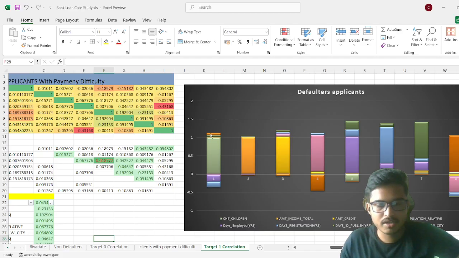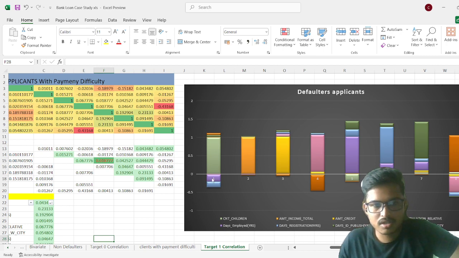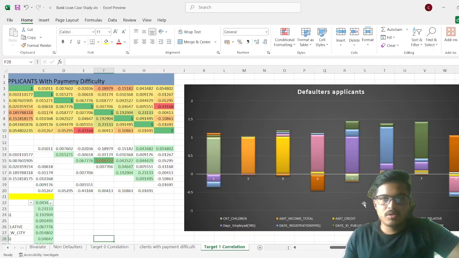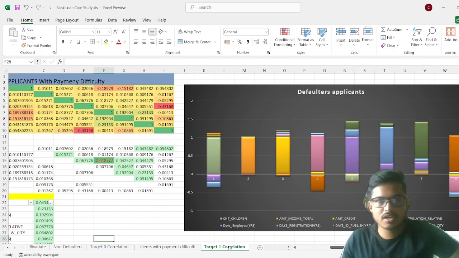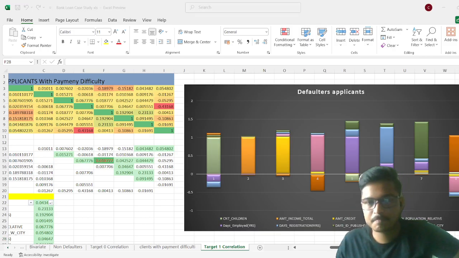Count of children with the region rating. You can see this. The larger the box is, the larger it is related, positively or negatively. Like the days employed is negatively related here with the count of children. Okay. So these are all set, guys.